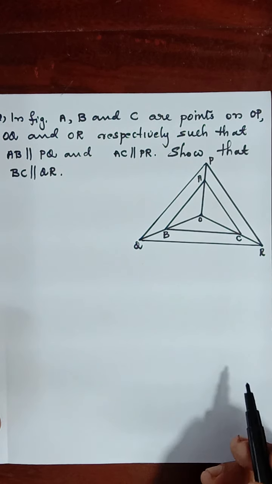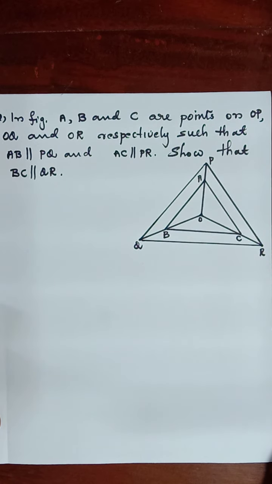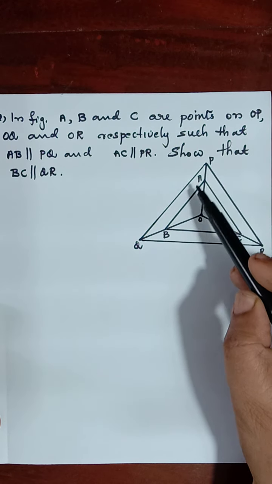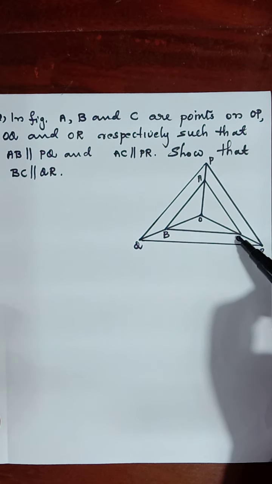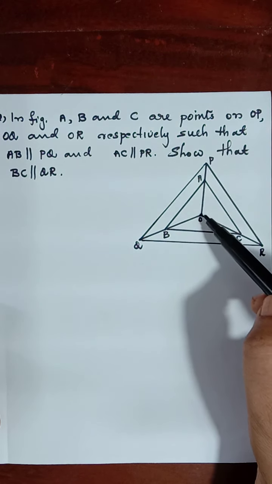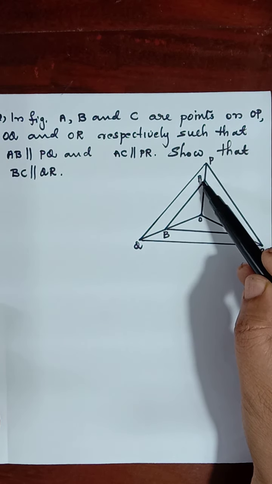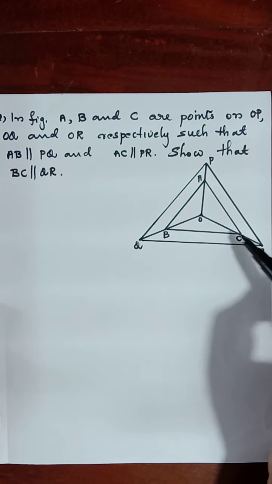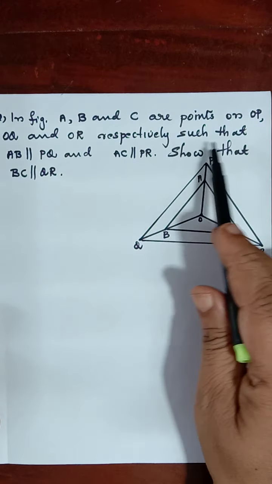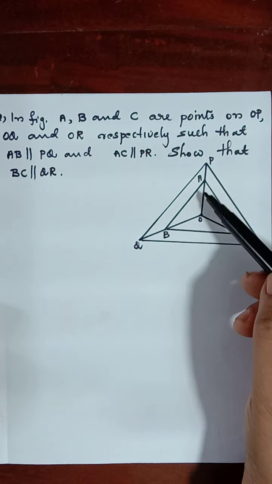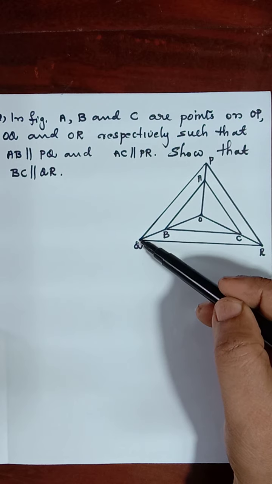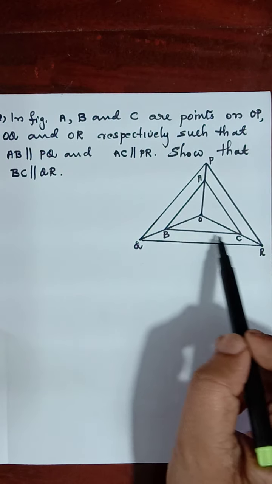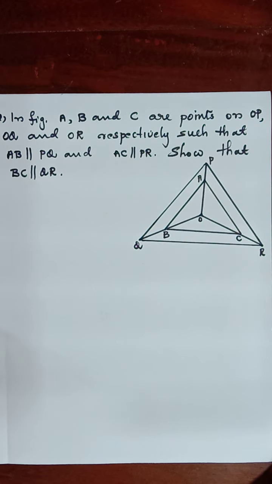Let us see the second question. In the figure, A, B, C are points on OP, OQ and OR respectively, such that AB is parallel to PQ and AC is parallel to PR. We have to show that BC is parallel to QR.